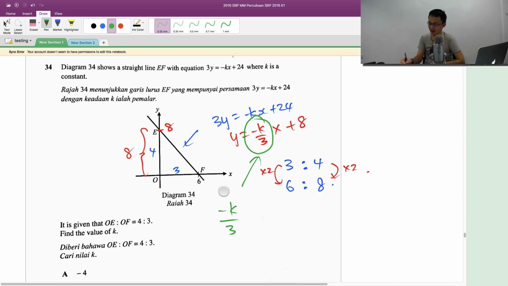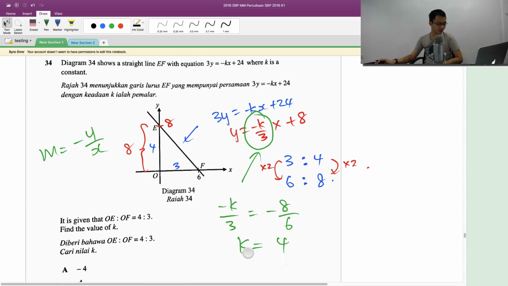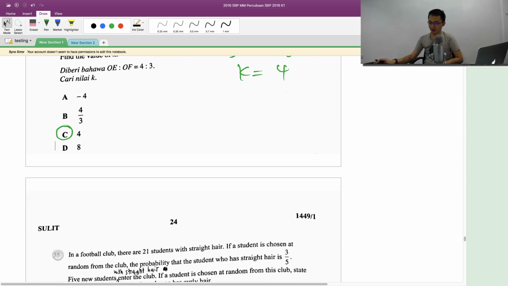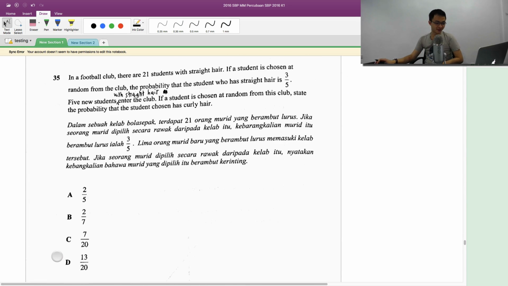Okay, so for the straight line, the formula for the gradient is negative y-intercept over x-intercept. So negative y-intercept over x-intercept. So I just solve this one. I should get k equals 8 over 6 multiply 3, 4. Okay, negative and negative cancel out already, so I get 4 only. Alright, I hope you basically understand that. Alright, so 35.